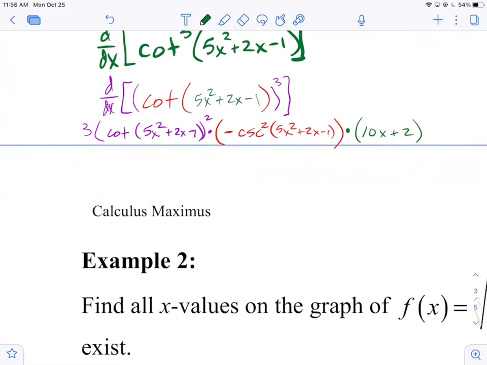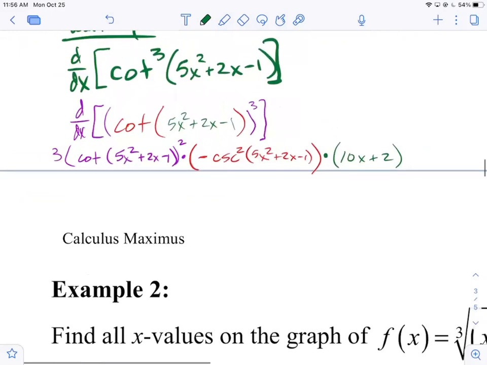If you clean this up now, there's some minimal stuff you could do, right? You could bring the negative out front with the 3. You can maybe bring the 10x plus 2 factor to the front. You could distribute the negative 3 to the linear factor. Whatever. I'm not going to mess around with cleaning it up. We'll just stop right there. If you can take the derivative, you can clean it up, especially if your parentheses are in place.